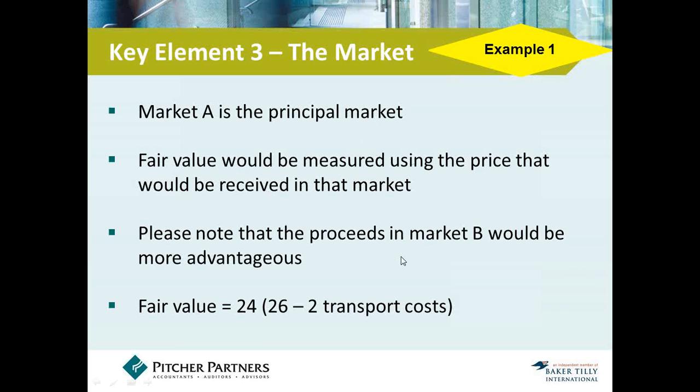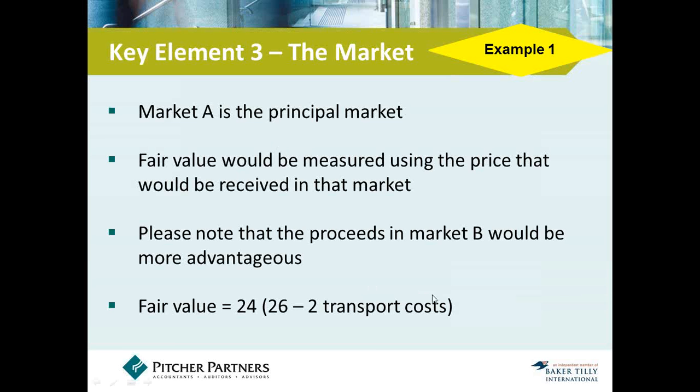Even though the proceeds in market B would be more advantageous, we don't have to look at more advantageous. The first question is, look at the level of activity. Yes, we've got access to both. Where do we transact usually? And that is market A. So that's the first part. And then the next part, and this is a tricky one. When you determine fair value, transaction cost in the market should not be deducted from fair value. So when you determine fair value, you will take into account transport costs to get it to the market, to get it ready for its sale. However, transaction costs in that specific market should be excluded.